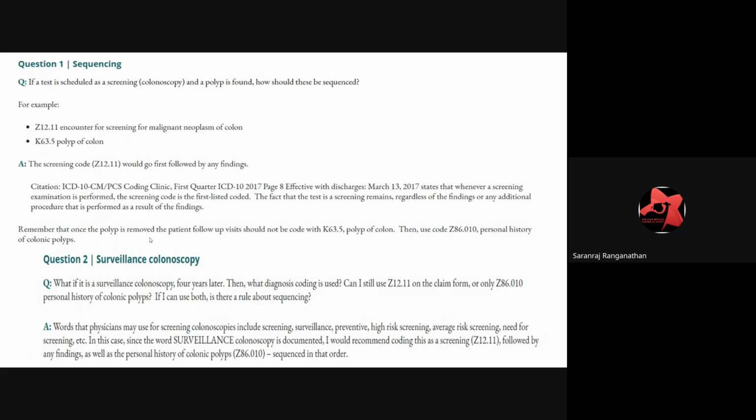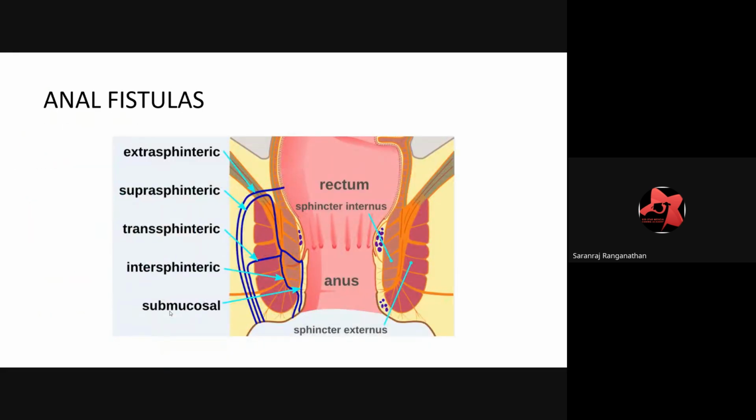Then next to that, surveillance colonoscopy. What if it is a surveillance colonoscopy 4 years later? Then what diagnosis coding is used? Can I still use the screening code on the claim form or only the history code, personal history of the colonic polyp? If I can use both, is there a rule about sequencing? So they asked the question. Okay, so for that question, they have answered.